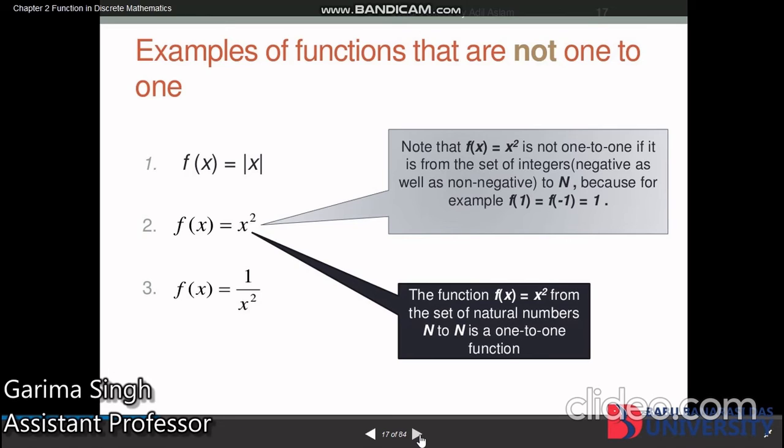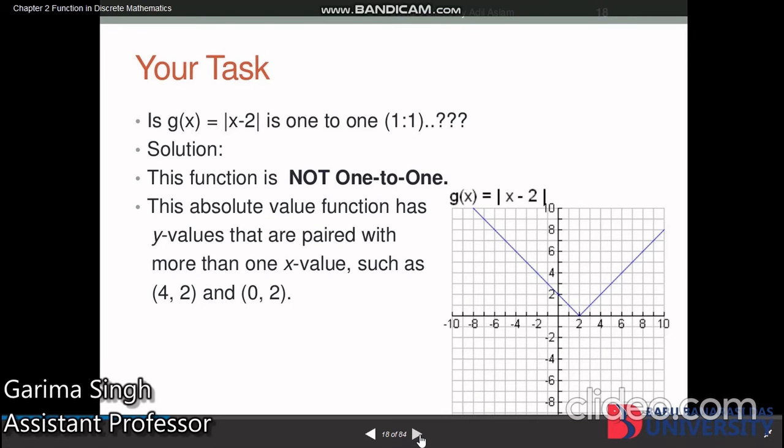Example of a function that is not one-to-one. f(x) is equal to x squared. f(x) equal to x squared from the set of natural numbers N to N is a one-to-one function. Note that f(x) equals x squared is not one-to-one if it is from the set of integers, because minus 5 squared is 25 and plus 5 squared is also 25. This is not a one-to-one relationship. That is why this is an example of not one-to-one. This is your task. You have to tell me if the function x minus 2 is one-to-one or not.